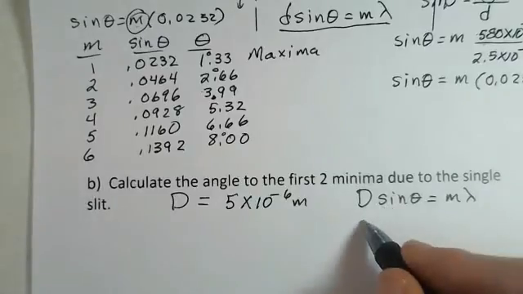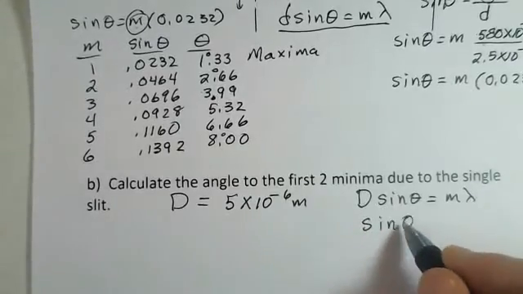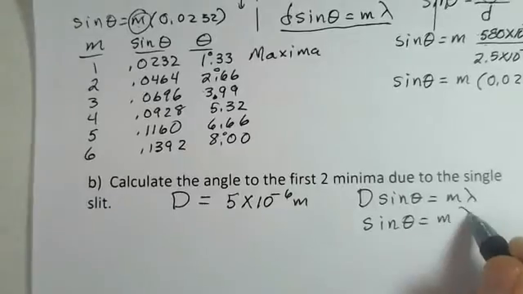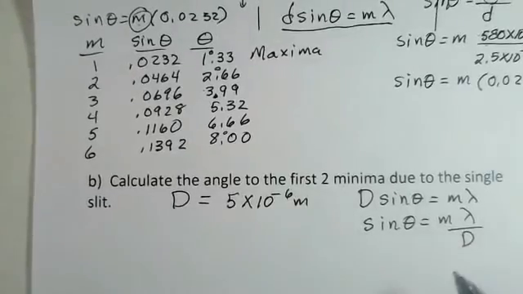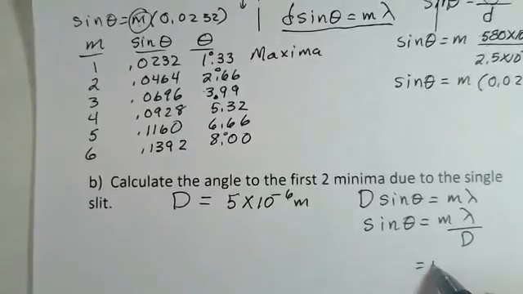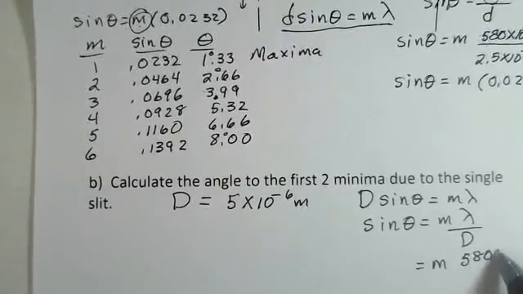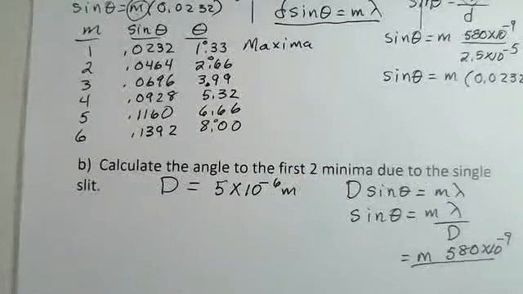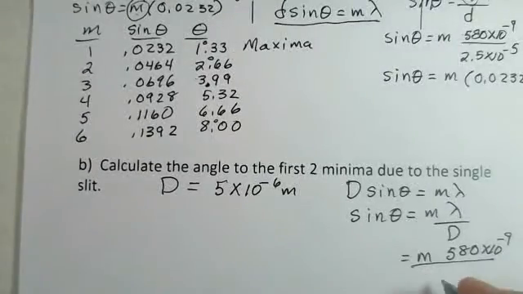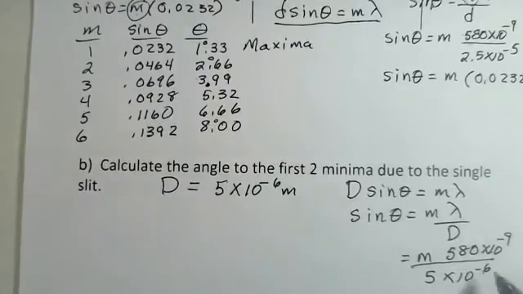So again, if I solve this, sine of theta would be m lambda over D, and now m is a variable, 580 times 10 to the minus 9, and we're dividing by the width of a slit, 5 times 10 to the minus 6.